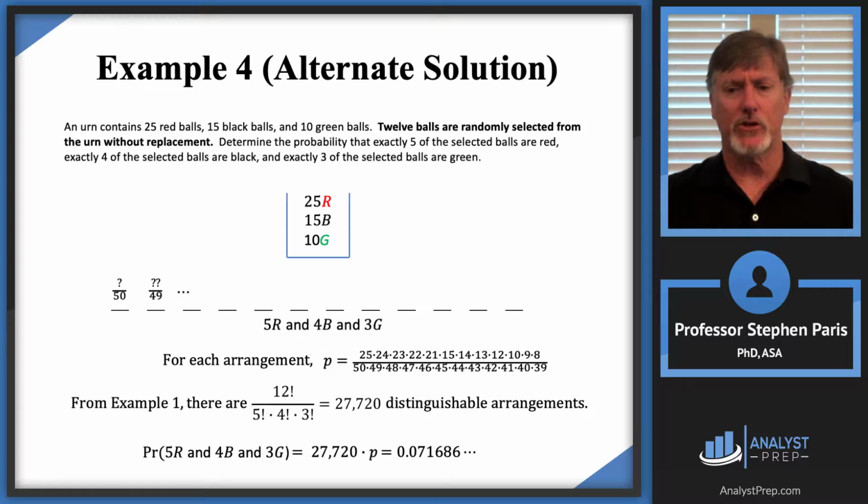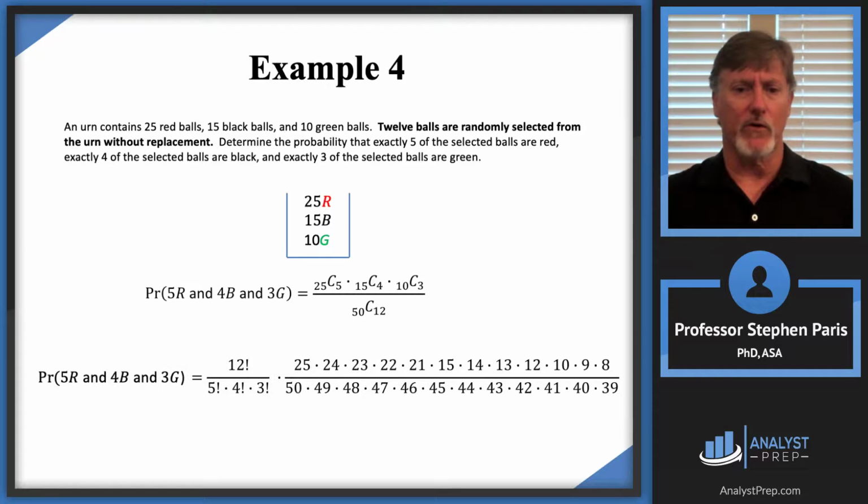Okay, I want to show you quickly why we got the same two answers. Let me make a little more room here. The first way that I did example 4, I got this ratio: in the numerator, 25 choose 5 times 15 choose 4 times 10 choose 3, and in the denominator, 50 choose 12. The second way, I didn't put this 27,720 there, but that's actually this first factor, 12 factorial divided by 5 factorial, 4 factorial, 3 factorial. That's how you calculate the number of distinguishable permutations that we did in example 1.